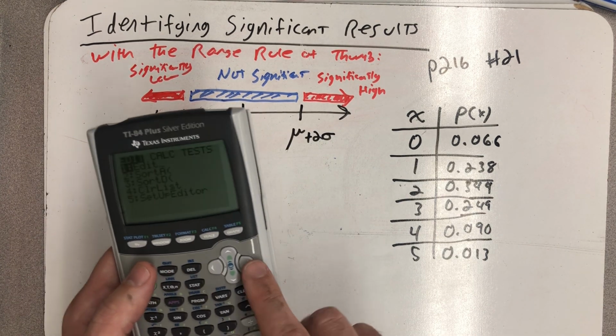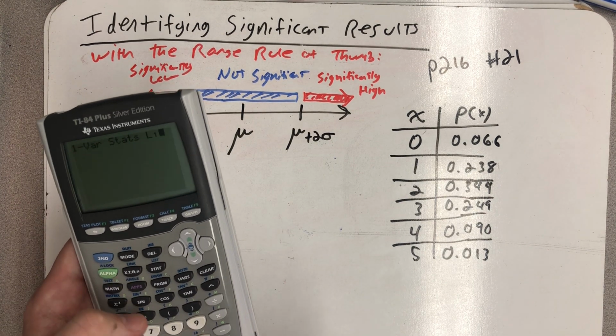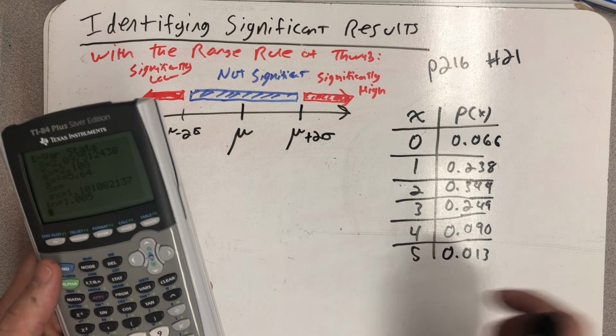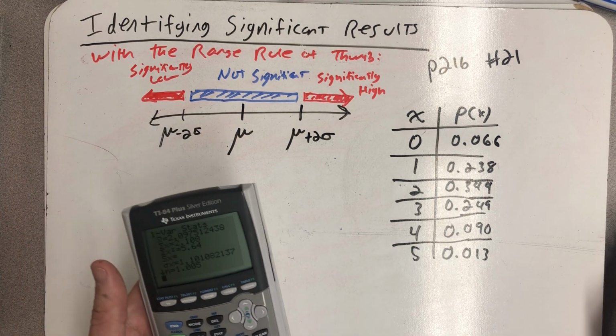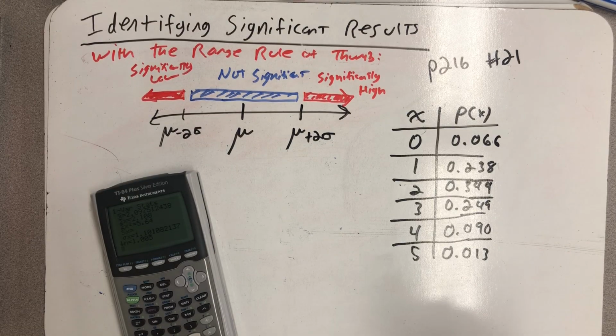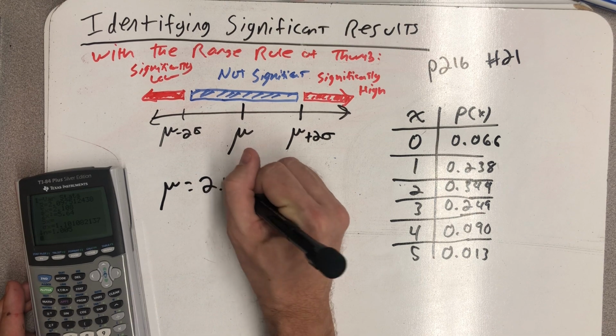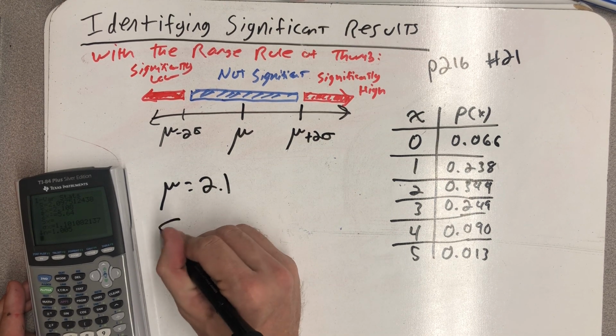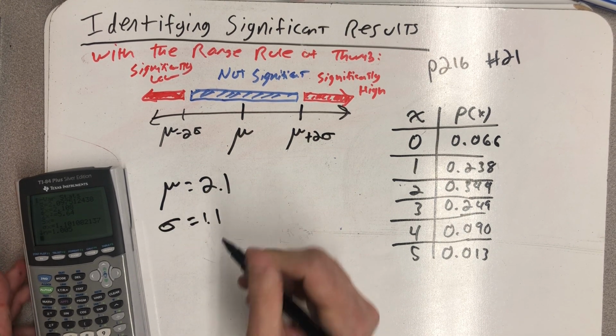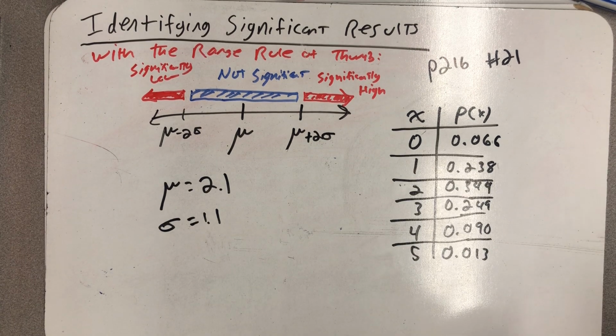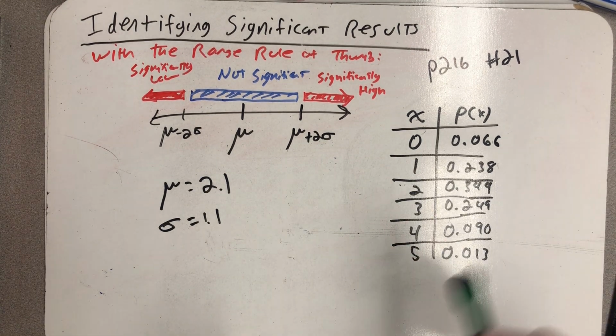All right, so go over to one var stats, L1 and L2, and I have the mean at the top, which again I'm rounding to 1 decimal place, following our round off rule. My random variable are whole numbers, so 1 more decimal place than in that. So the mean is 2.1, and the standard deviation comes out to be 1.1. So now I can calculate these cutoff values.